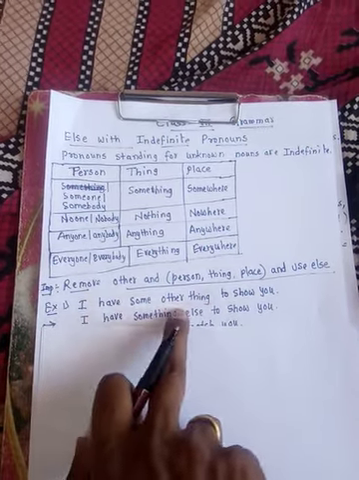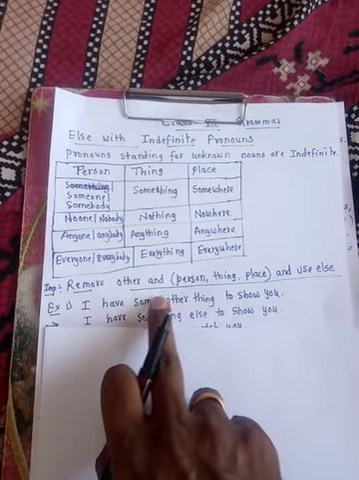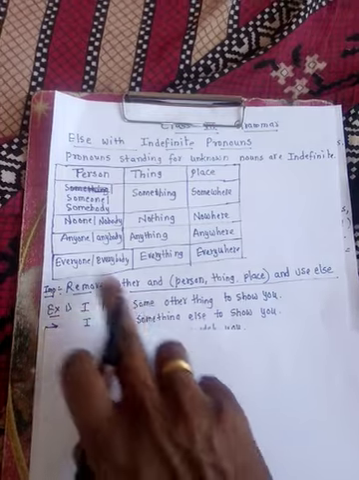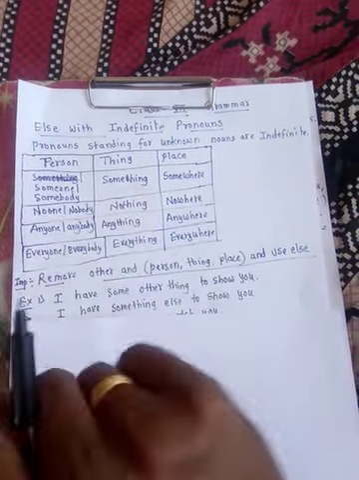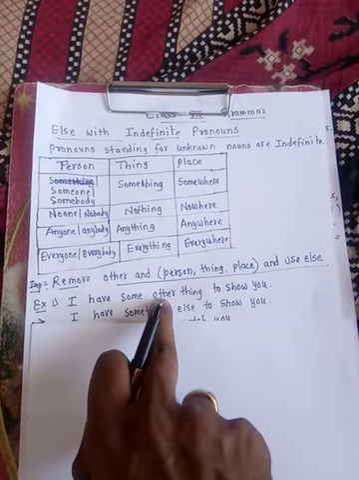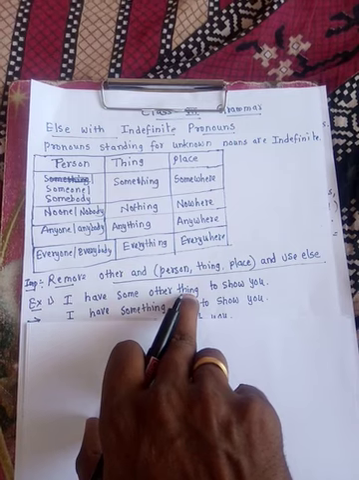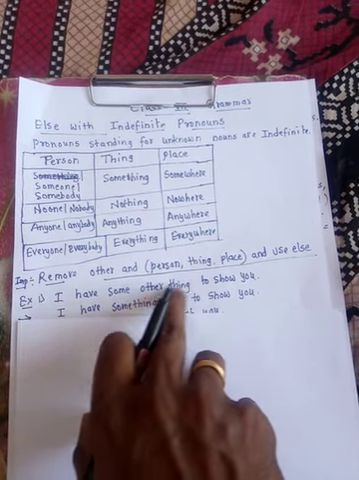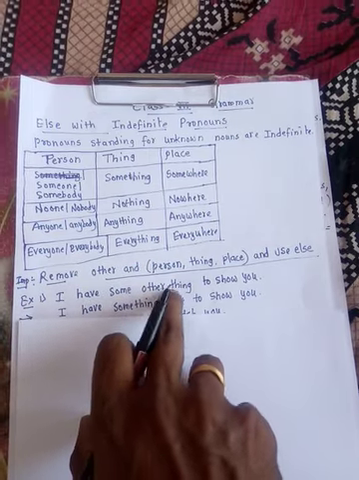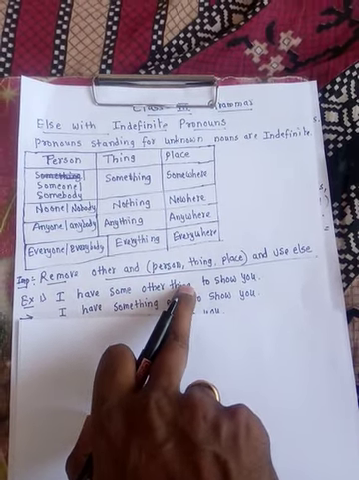I have some other thing to show you. This is a sentence. Now, which word is there? Some. From some, someone, somebody, something, somewhere we have to choose one word. Now, other is there, and after that, a word is there showing person, place, or thing. Sometimes it may be some other person, sometimes some other thing, sometimes some other place. Now, based on that, we have to take the word.